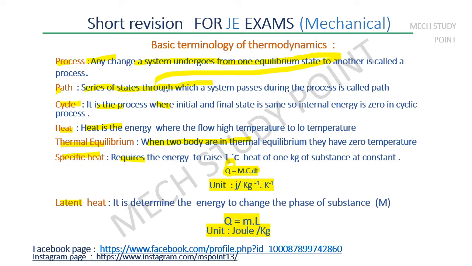Next is the latent heat. It determines the energy required to change the phase. It means the energy required to change the phase of a system is called latent heat. Q is equal to mL, where m is the mass of the system and L is the latent heat. So L is equal to Q by m, and its unit is joule per kilogram.